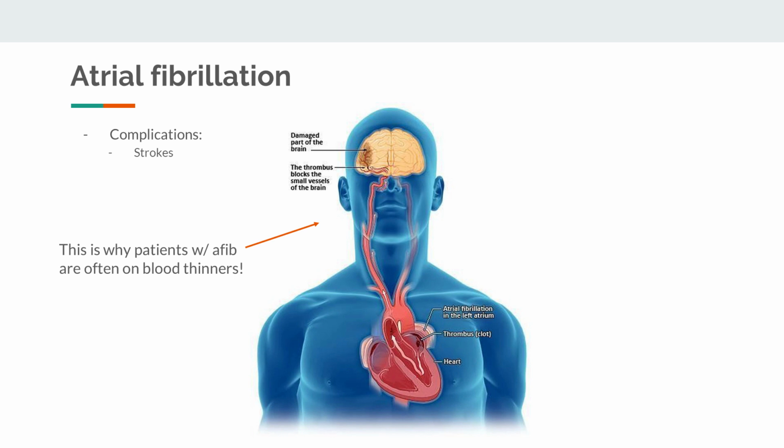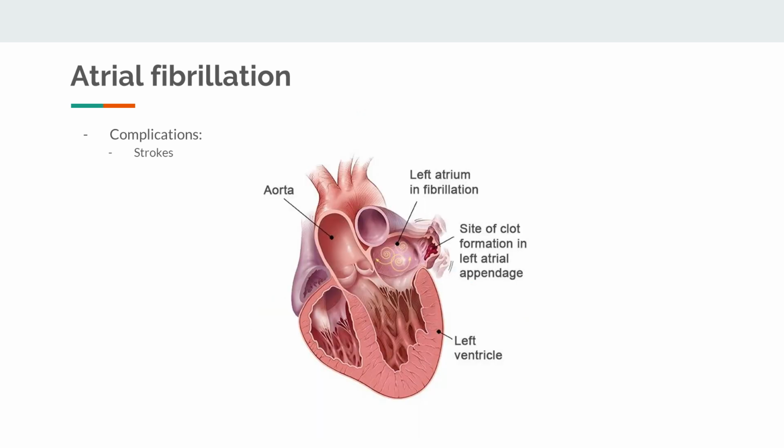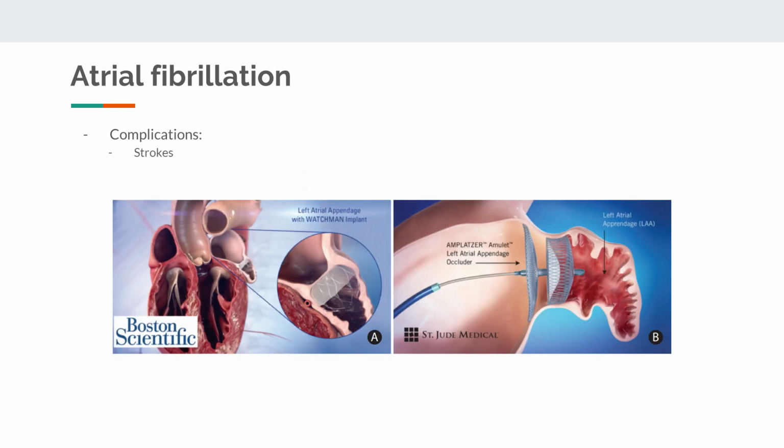One of the most common reasons that a patient will be on a blood thinner is because of AFib. Some patients may also receive what's called a Watchman device. Of all the blood clots that form within the heart, over 90% form in the left atrium in an area called the left atrial appendage. The Watchman device essentially blocks this area off so that blood clots won't be able to form.